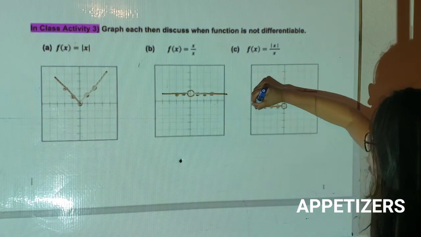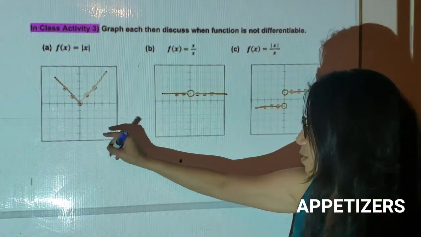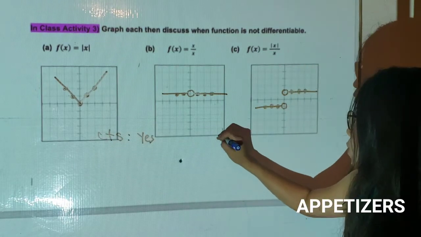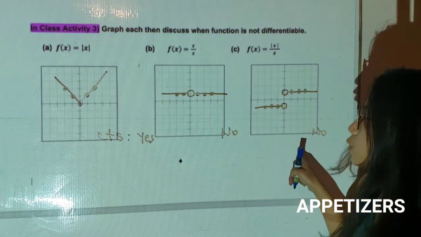So now I connected. Let's talk about this one. First, is this continuous? Yes. Yes. How about this one? No. And this one? No. So I know that these two are not going to be differentiable, right?